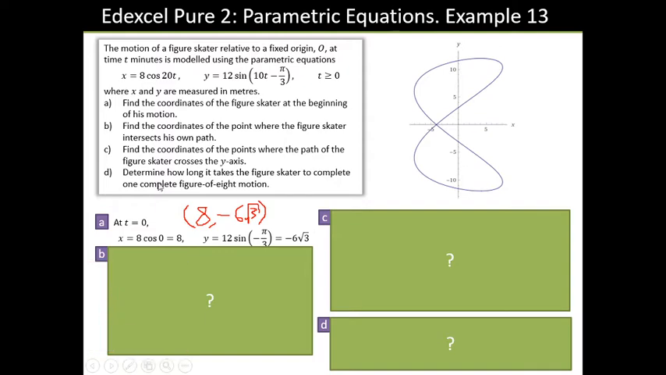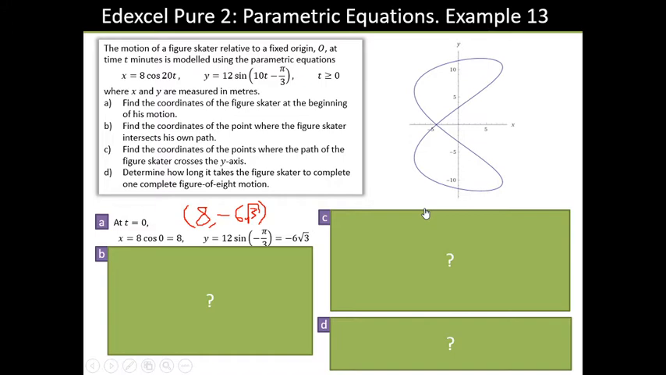Part B. Find the coordinates of the point where the figure skater intersects his own path. Pause and have a think about it, and then click play. Now I think this is quite a difficult problem, and it would be extremely difficult if you weren't shown an accurate diagram. I think it's a little bit unfair in the question not to bring your attention to this by saying a short sentence like, an accurate description of the position of the skater is shown on this diagram.